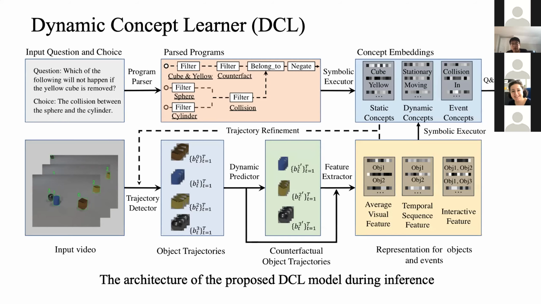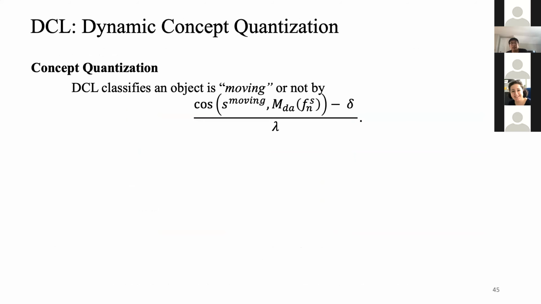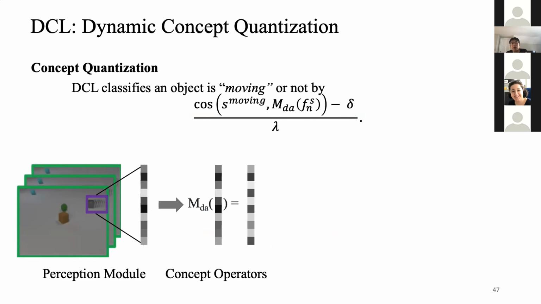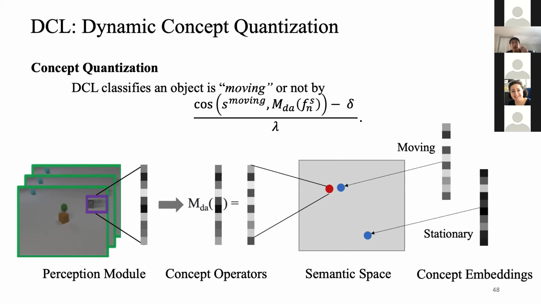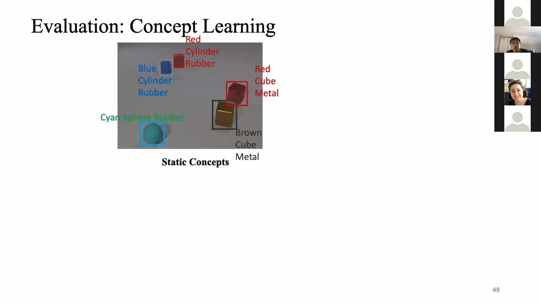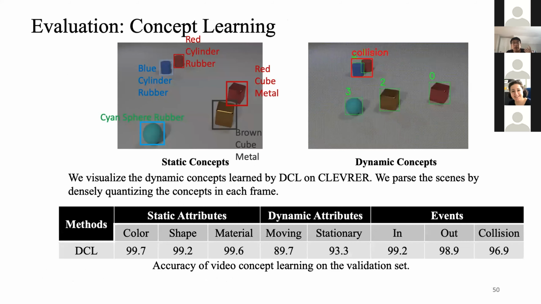And finally, we feed the parsed program and latent representation to the symbolic executor to answer the question and optimize the concept embedding. Here we give more detail on how we quantize the dynamic concept embedding. We first use a perception model to extract the feature for each object trajectory. Then we project this object trajectory feature into a latent space and calculate the cosine similarity between the projected feature and the concept embedding to predict the object concept. And all these operations are differentiable. So the question answering loss can be backpropagated to optimize the perception model and concept embedding in an end-to-end fashion. So this new model can implicitly ground objects and events in the video, including the attribute, the collision and the moving event, as well as some other properties.